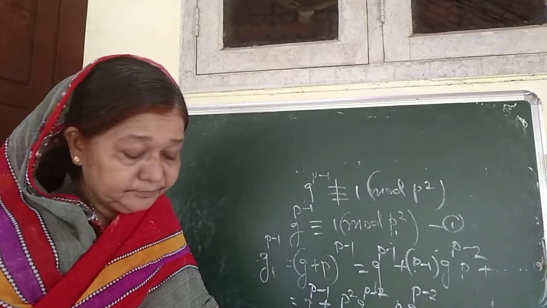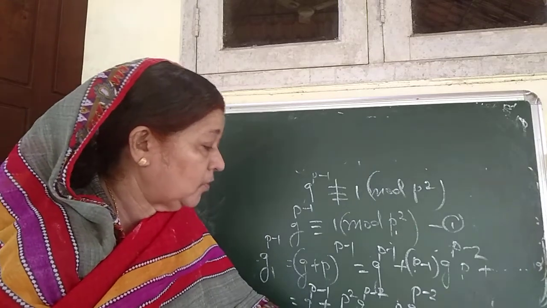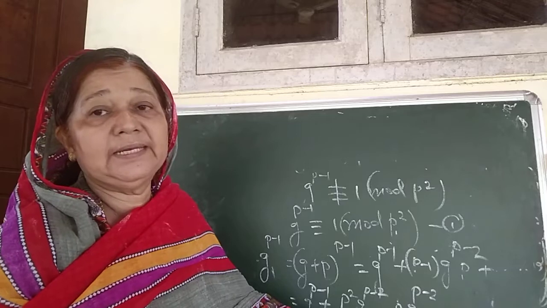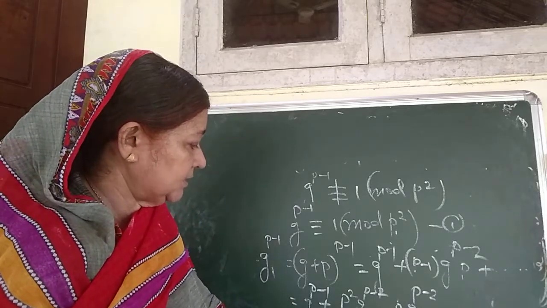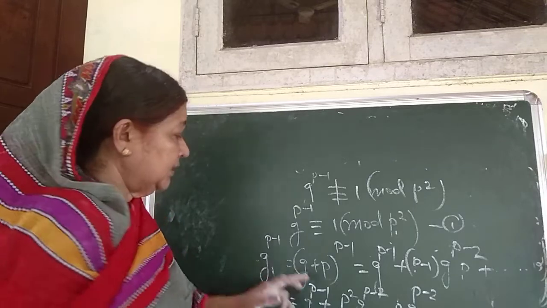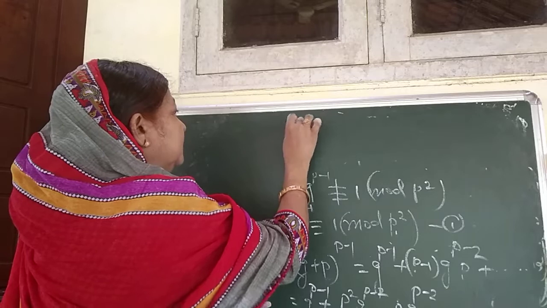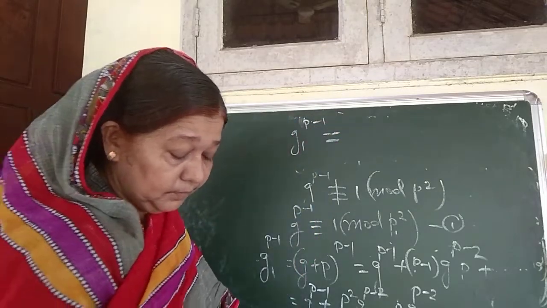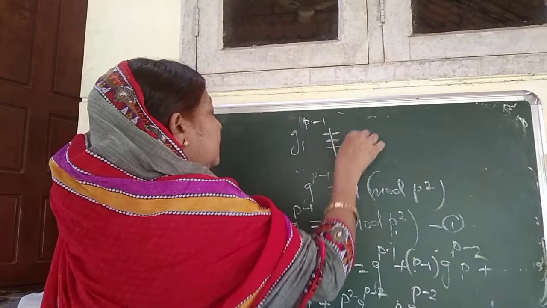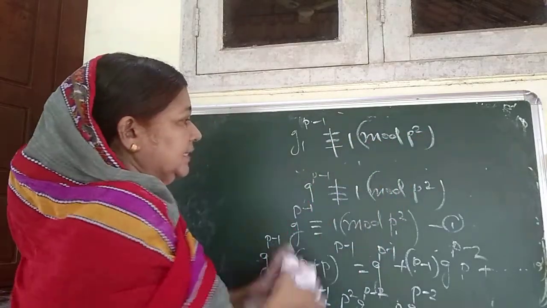But we have seen that g raised to p minus 2 is not congruent to 0 mod p square, that is, it is not a multiple of p. Therefore, our assumption is wrong. Therefore, this g1 raised to p minus 1 is also not congruent to 1 mod p square. So that is the second part.